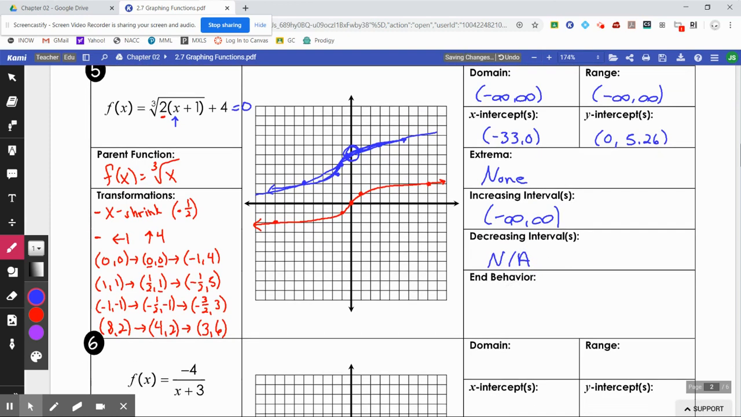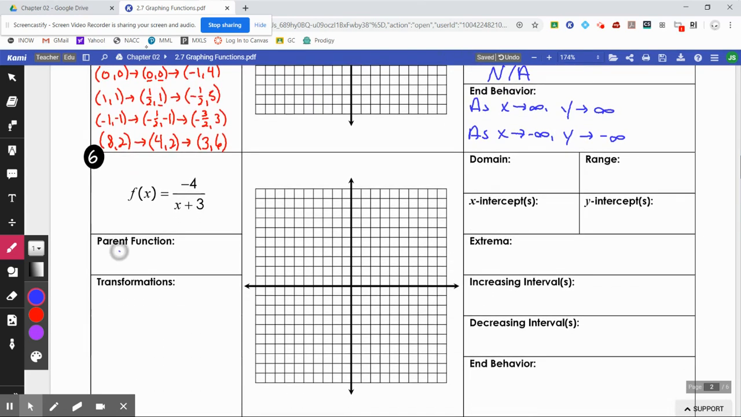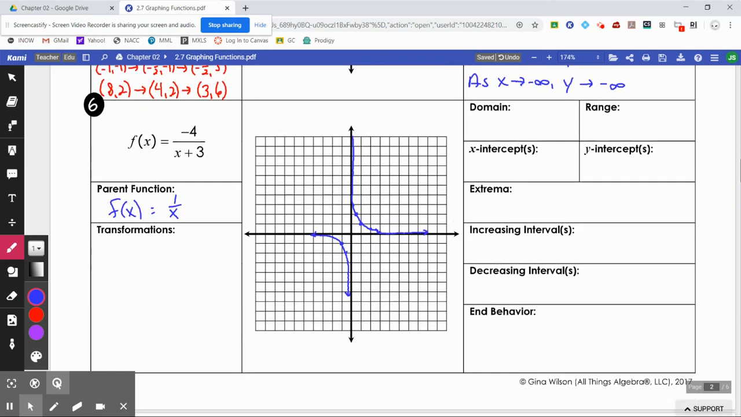Your end behaviors. As you travel to the right, as x goes to infinity, your y value goes up. As you travel to the left, your y value goes down. Next one, parent function. It's going to be f of x equals 1 over x. Let's take a look at the graph. Okay, now let's examine our transformations.